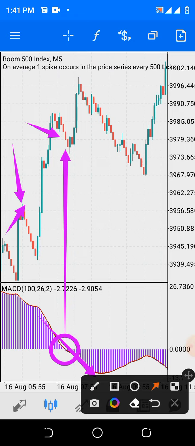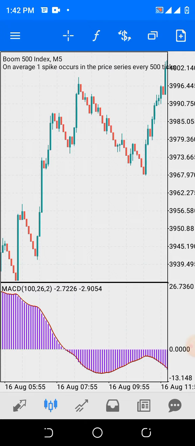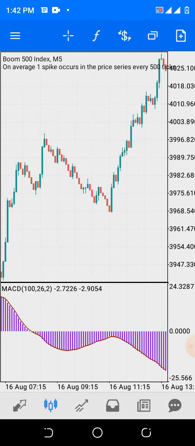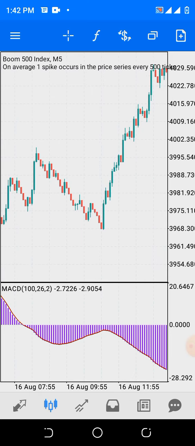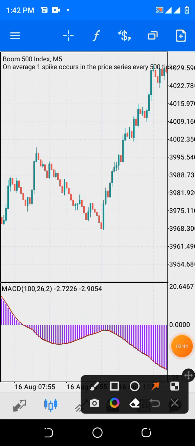It pays very, very well, and that's the reason why I'm sharing it with you, so that you can make excess profit trading Boom 500 on 5 minutes time frame. Now, this is the first buy signal here, and look at where you make your entry. This is the place where you make your entry.